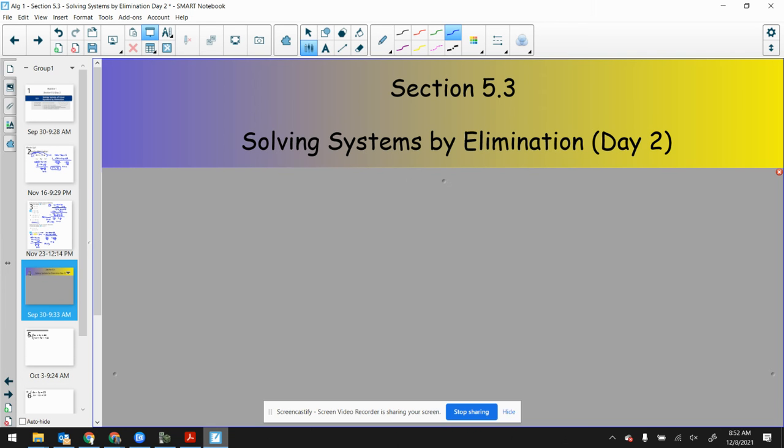And we're back. Oh, I got to hit out the guided notes. So we are looking at the second day of section 5.3 today, right? This is the second day of elimination.